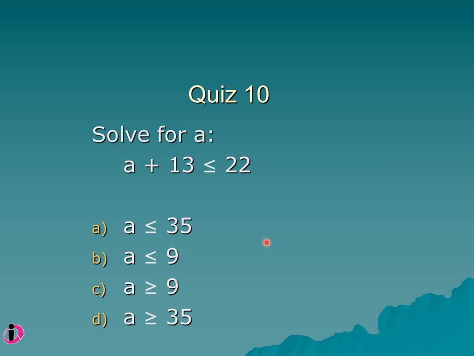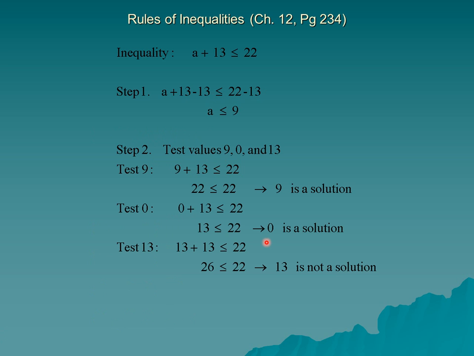How do you isolate a? You have to get rid of this 13 added with a. That is added, right? To get rid of that, what do you do? Subtract. So you have to subtract 13 from both sides, right? If you subtract 13 from both sides, on the left side it will be a, on the right side it will be 9.